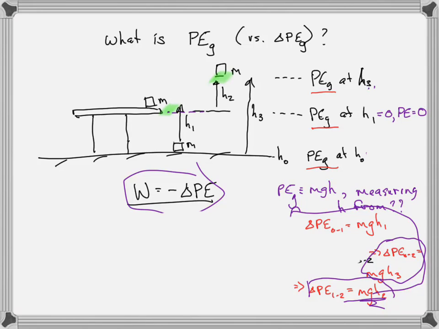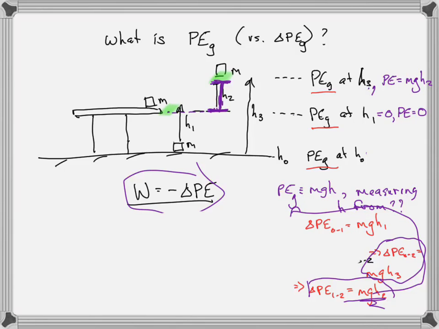Well, if I define that as my 0, and then I lift it up to here, therefore, at this point, the potential energy, which is mgh, where we're measuring h from 0, is going to be mgh2, right? Because I'm lifting the box up from here to here. So it's mgh2 because this is my 0.